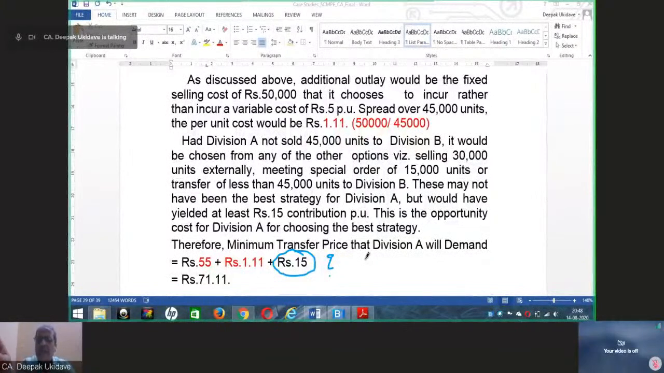options. तो क्या करते थे? 30,000 units in the external market. समझो division B को 45,000 unit बेचना ही नहीं है. Then 30,000 units you will cater to the external market and 15,000 की special order pending है. So 15,000 special order you will need, or transfer less than 45,000 units to division B. So these are the two scenarios. I repeat that or is there. I am highlighting the word or. Please understand this is an option.